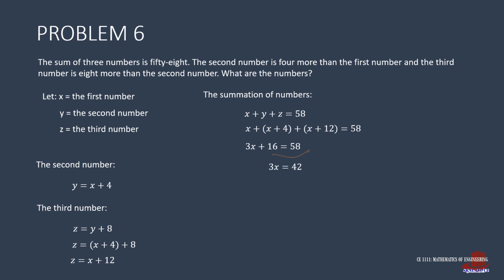Transpose constants and get 3x equal to 42. Divide both sides by 3 and get x as 14. This is the smallest integer. The second integer is x plus 4, that is 14 plus 4, which gives y as 18. Then the last integer z is solved as x plus 12. Again, x is 14, so z is computed as 26.